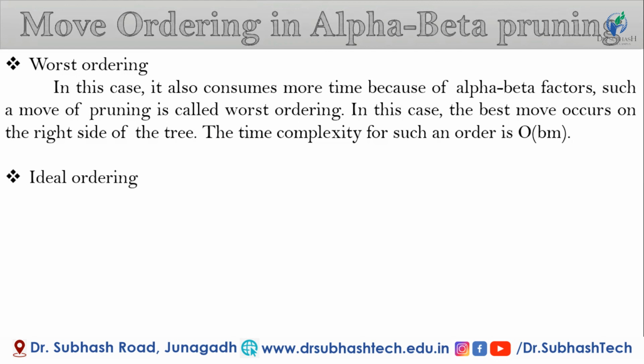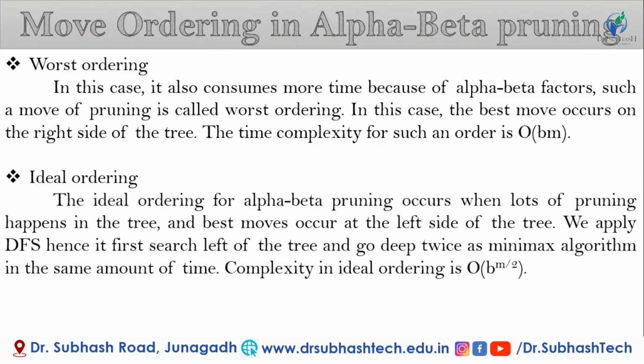Next is ideal ordering. The ideal ordering of alpha beta pruning occurs when lots of pruning happens in the tree and the best moves occur on the left side of the tree. We apply DFS, hence it first searches the left of the tree and can go twice as deep as the min-max algorithm in the same amount of time. The complexity in ideal ordering is O(b^(m/2)).